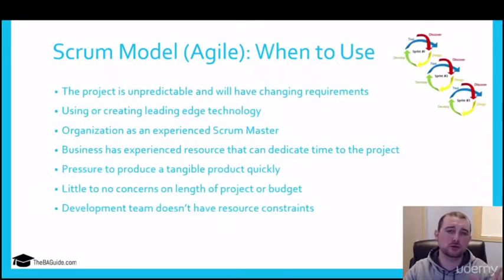So when should you use the Scrum model? When is it good to use? Some of these will be kind of obvious based on the pros and the cons, but when the project's unpredictable and it's going to have changing requirements, the Scrum model or the Agile model in general is very good to utilize. It's also good when using or creating leading edge technology.